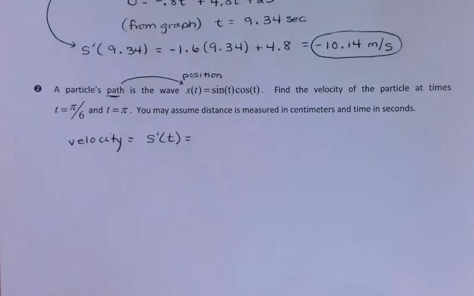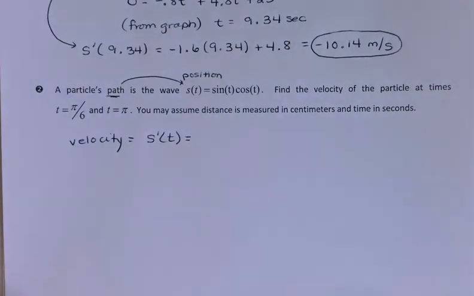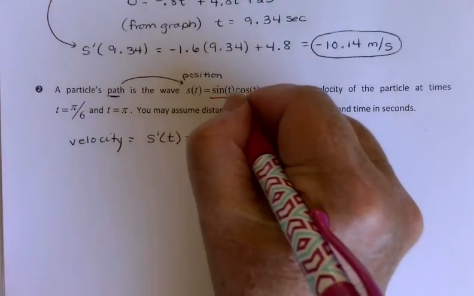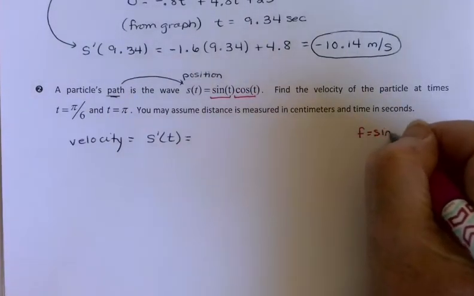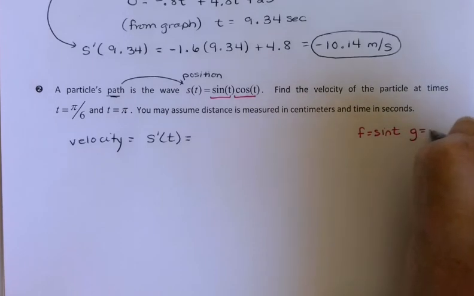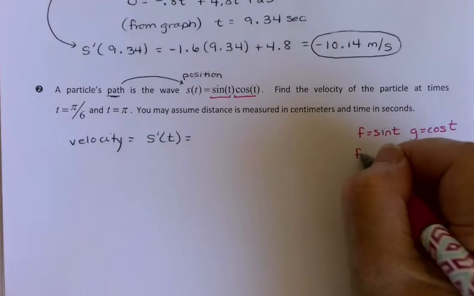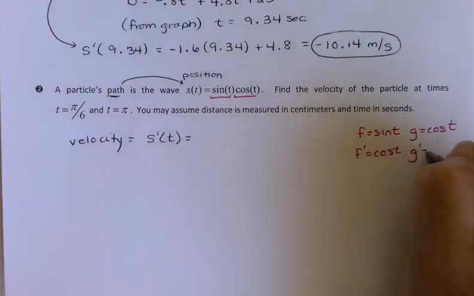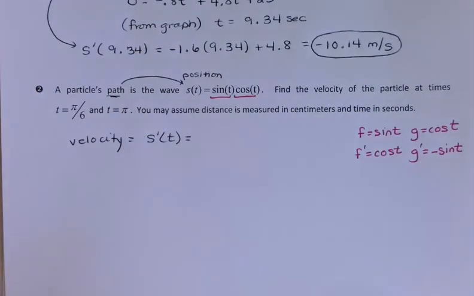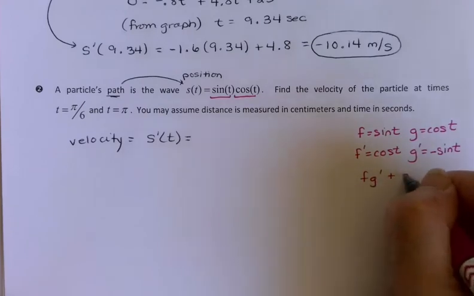And in this particular case, I see a product here. So in order to do the derivative, I will need to think product, f times g. f would be sine t, and g would be cosine t, meaning f prime is cosine t, and g prime is the opposite of sine t. This is a product, so I'm going with fg prime plus gf prime.